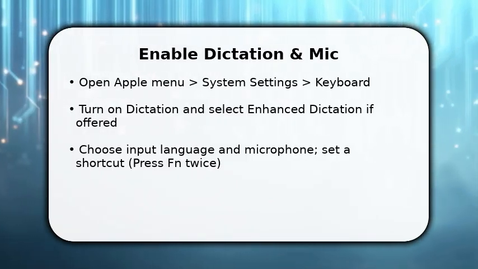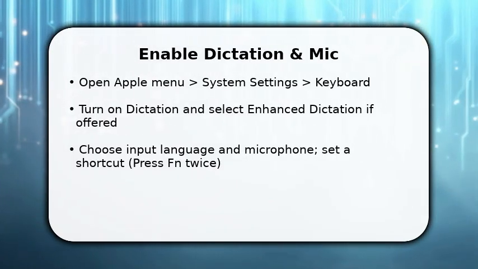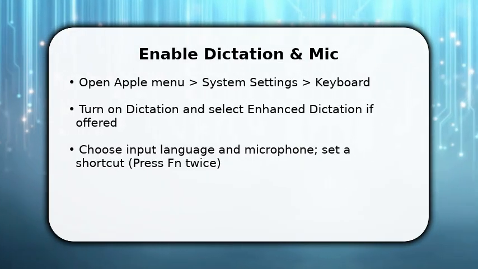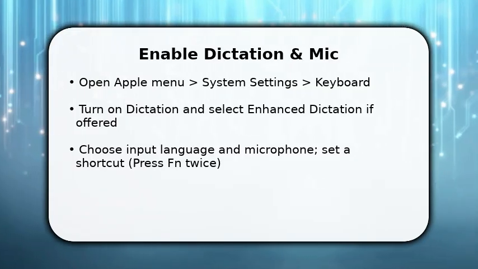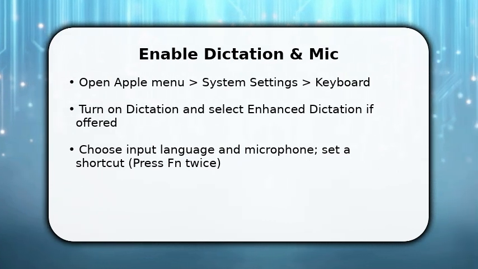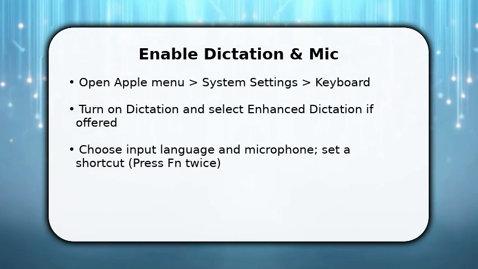Next, pick your input language and microphone. Use the built-in microphone or an external USB microphone or headset for clearer audio. Once done, set a keyboard shortcut, like pressing FN twice. These are the essentials that get you into voice typing fast without extra apps.